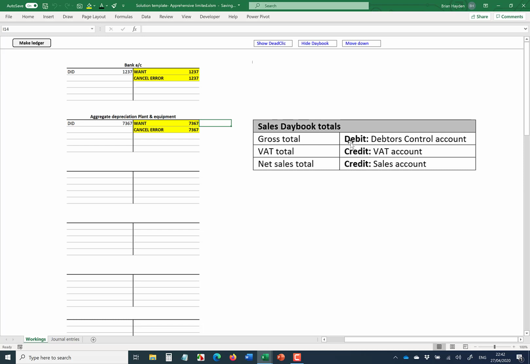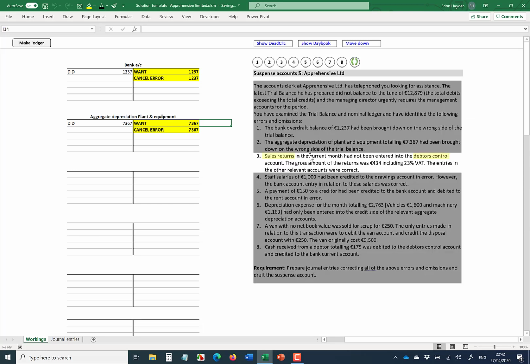So I have to put a credit to the debtors control account with the gross amount and debit the VAT and debit the sales returns, or you could debit the sales account. So we had not done something in the debtors control account. The gross amount we're told is 434 including VAT, and the other accounts were correct. So the debtors control account, what we wanted to do was put something in here. Okay, we didn't do anything at all in there.